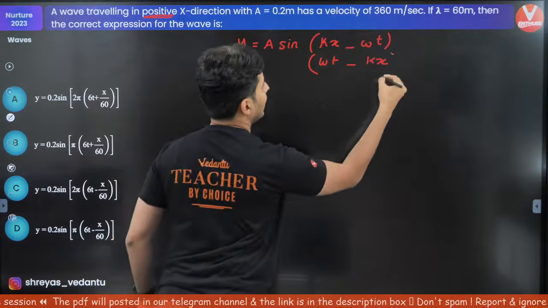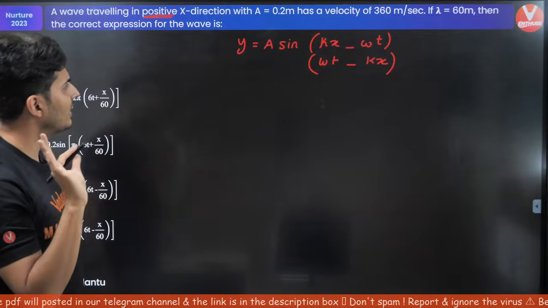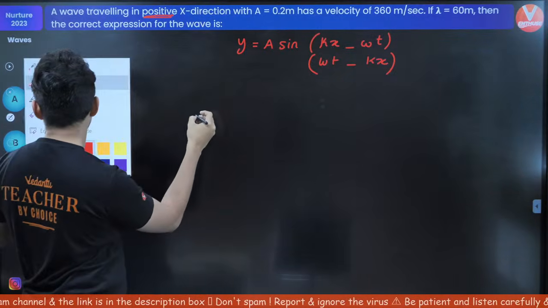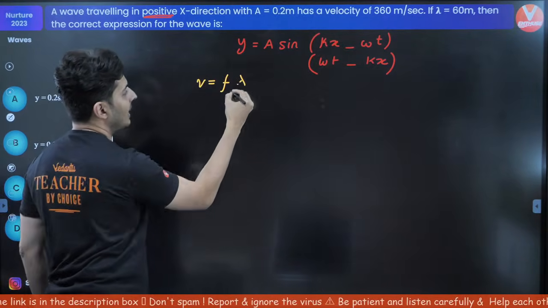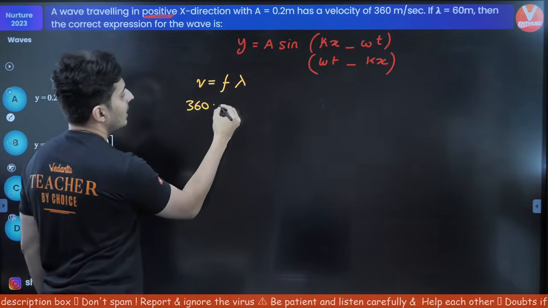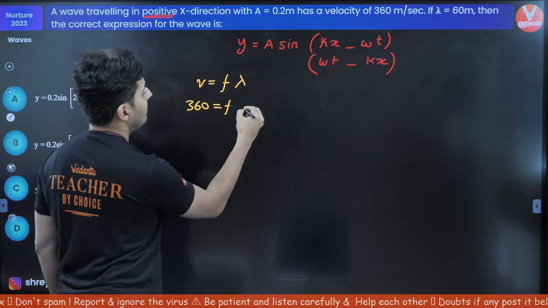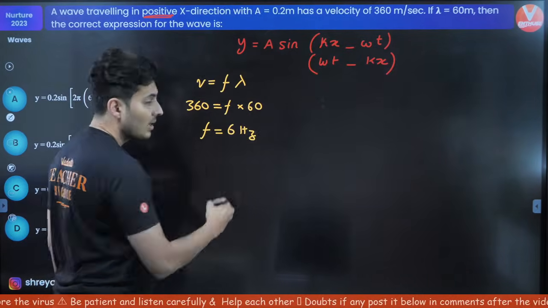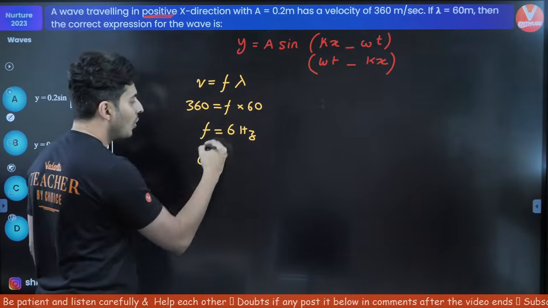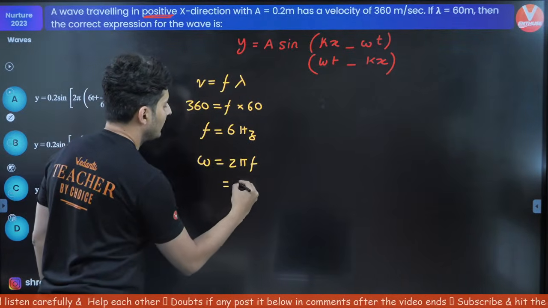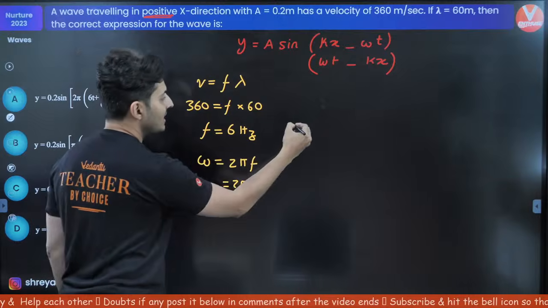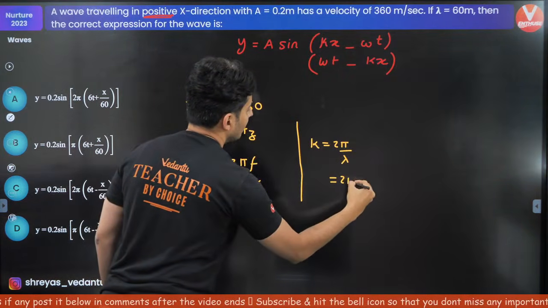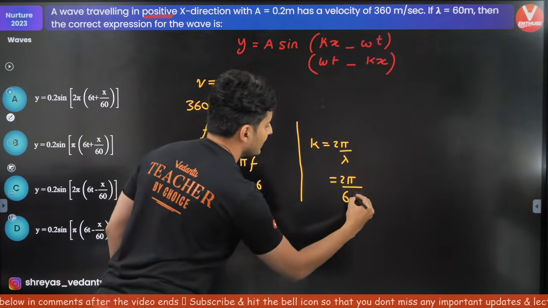Okay. Now, next, let's find out k and omega. That's not that difficult. Speed is known, wavelength is known, so I can find out frequency. V = f lambda. V is 360, f I don't know, lambda is 60. So frequency is 6 Hertz. Now from frequency you can find omega. Omega is 2π f, so it will be 2π into 6. Same way you can also find the value of k, which is 2π by lambda. That means it will be 2π by 60.